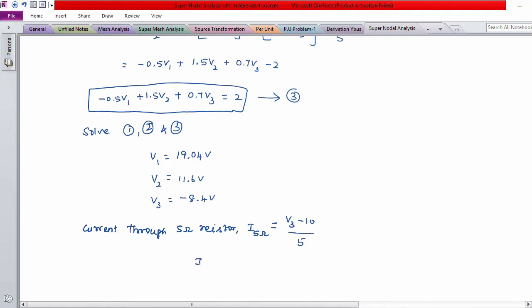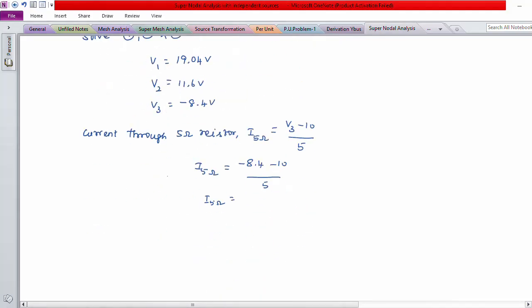So we know that the voltage at V3 is minus 8.4. So we can substitute the value of V3, that is minus 8.4 minus 10 divided by 5. So at last I 5 ohm we will get minus 18.4 divided by 5. The current through the 5 ohm resistor is equal to minus 3.68 amps.